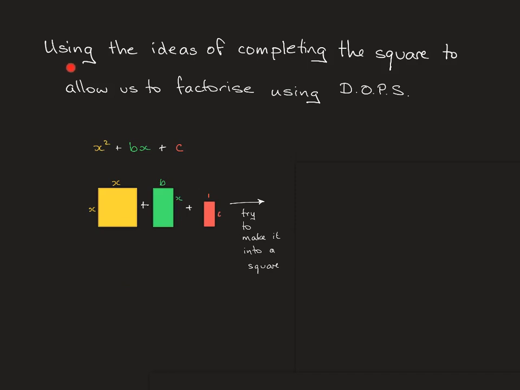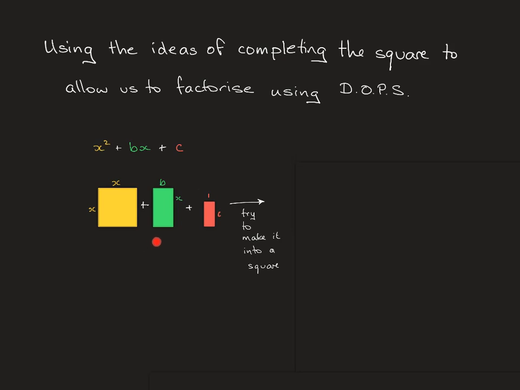So the next step is using the idea of completing the square to allow us to factorise using difference of perfect squares. So the first step in doing this is to think about how we go about completing the square when we've got 3 terms. So we've got our trinomial.